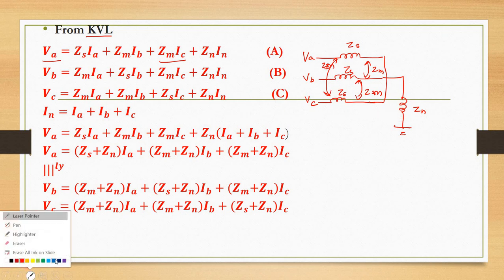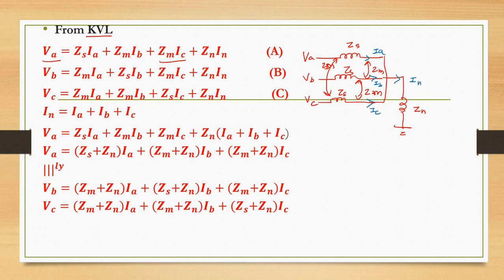Now what is the neutral current? These are the currents Ia, Ib, Ic, and this is In. The sum of the currents flowing towards the junction equals the current leaving the junction. So from Kirchhoff's current law, In equal to Ia plus Ib plus Ic. Then I substitute this In in equation A. Va equal to Zs into Ia, Zm into Ib, Zm into Ic plus Zn into (Ia plus Ib plus Ic).